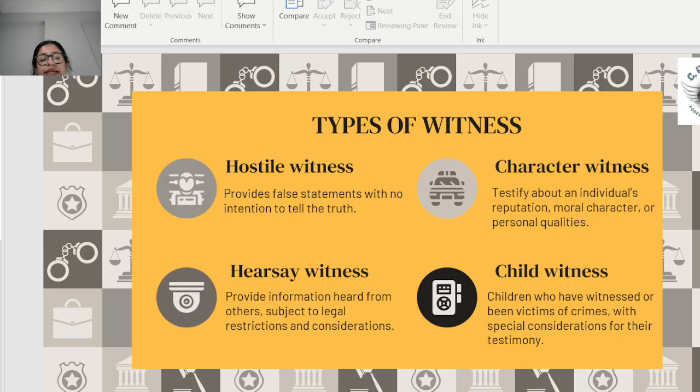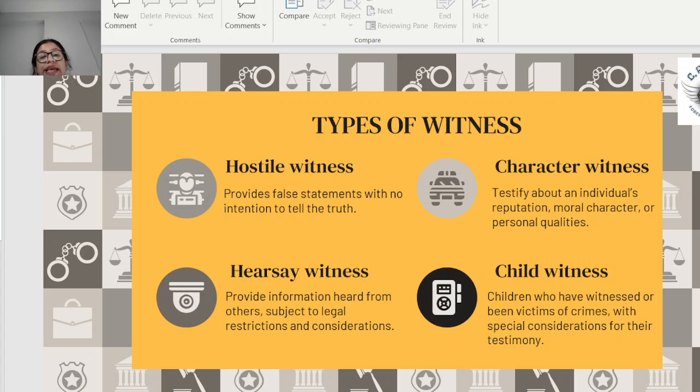Now, a character witness is a person who testifies in the court of law about the individual's reputation. Whoever the accused is, the character witness will tell us about his reputation, his moral character, or his personal qualities that are present in the society that he has seen, so that we can get an idea about whether he can commit such a crime, or is it possible for him to commit such a crime, because we now have an idea about this individual's reputation, his moral character, or his personal qualities.